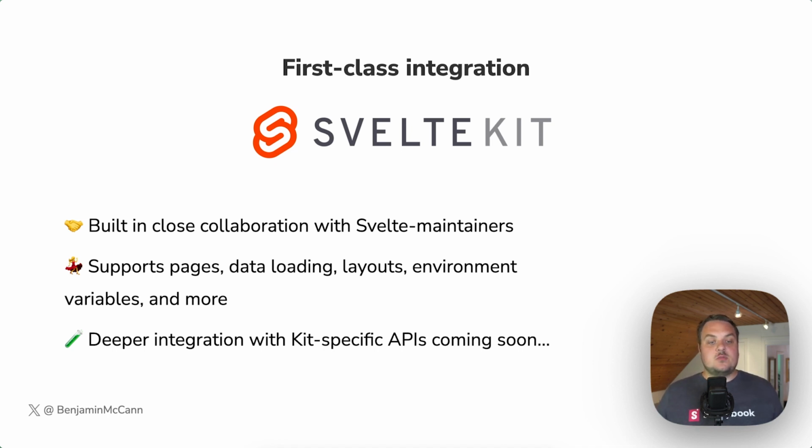The Storybook integration supports pages and data loading and layouts and most of the things that you will use in SvelteKit. I even went as far as to do a live stream on the Svelte Society YouTube demonstrating how you can have your pages and your layouts in Storybook if you need to. I suggest that you check out the learn more links below to see that recording. Very soon, we're getting even deeper integrations with some of the Kit-specific APIs, and you should stay put if you're using SvelteKit because it's going to be even better.